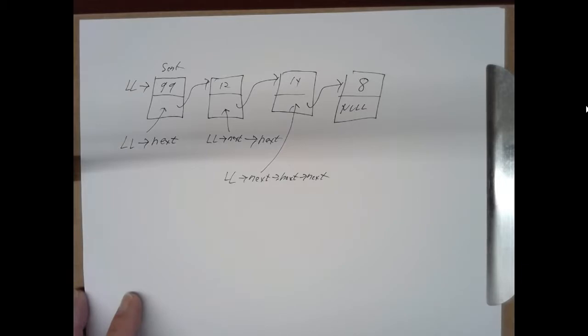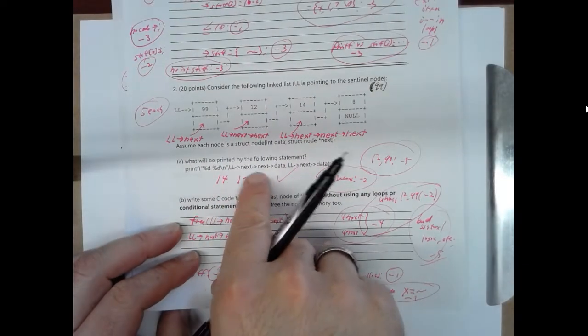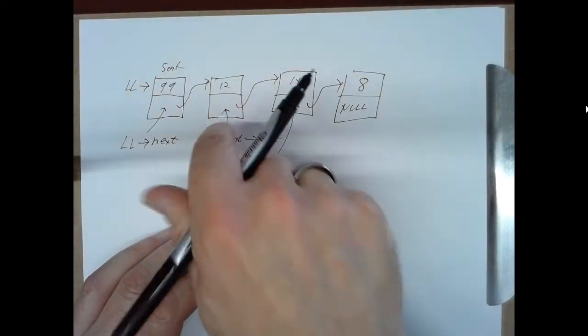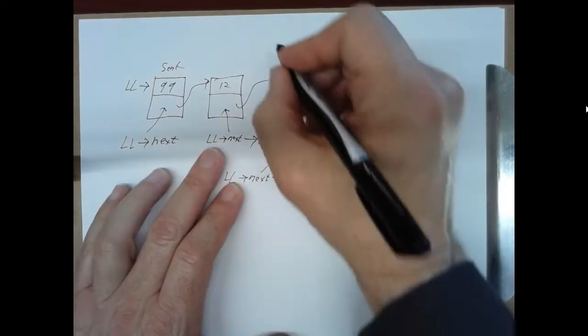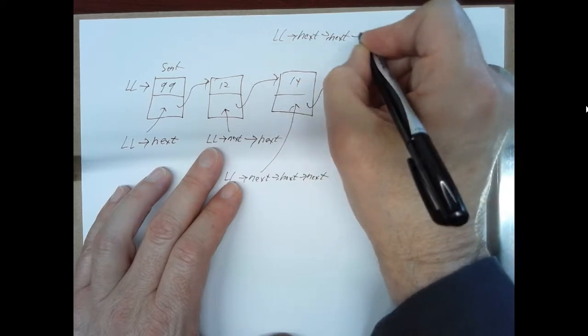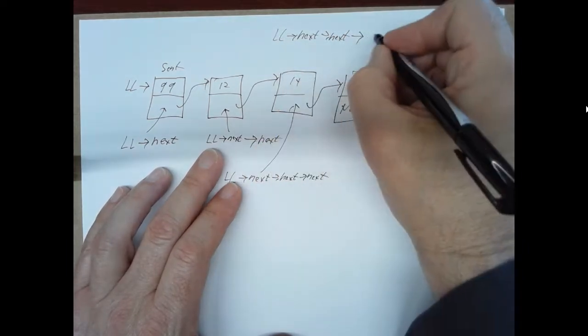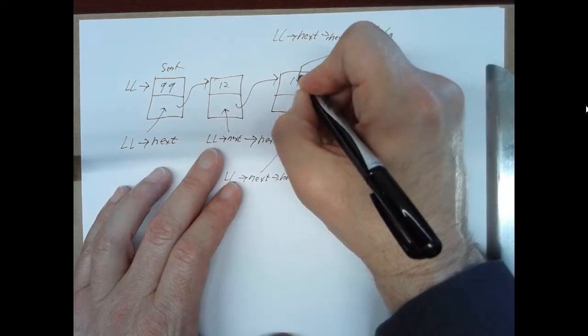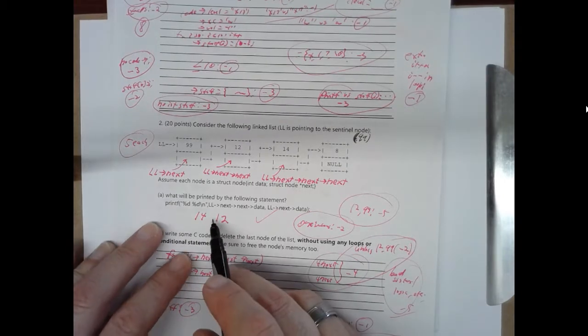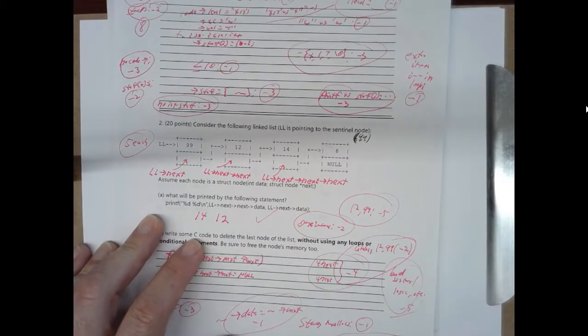So the first question asks, what gets printed when you print LL next, next data and LL next data? Well, LL next, next is this block right here. So LL next, next arrow is this node, and the data piece is this 14. So LL next, next data will be a 14. LL next data will be a 12. So that'll print out a 14 and a 12.